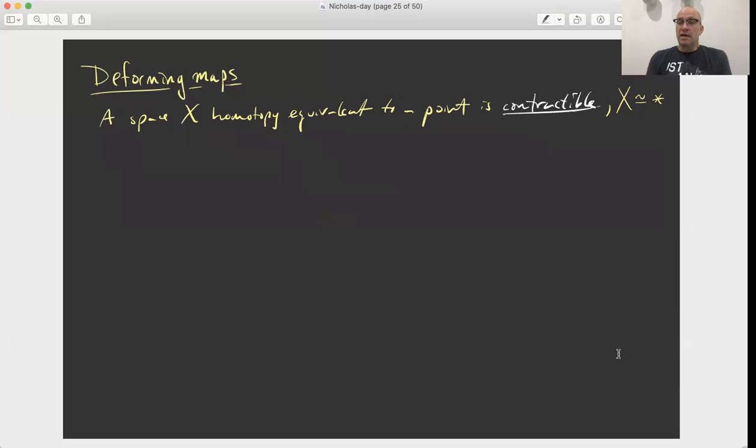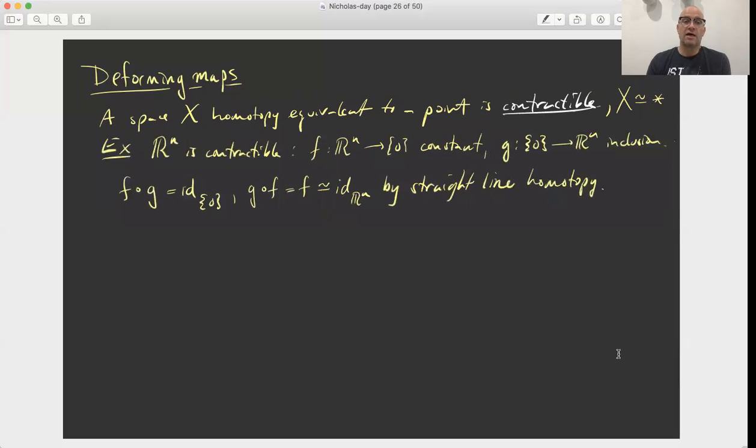Okay, a special case that comes up often is when your space is homotopy equivalent to a point. If you're homotopy equivalent to a point, the space is called contractible. So for example, Rn is contractible. Why? Let's construct a homotopy equivalence from Rn to a point. We'll take that point to be 0 in Rn. What is the map? Well, there's only one map to a point. It's the constant map. And then our map g from that point back into Rn is just going to be inclusion.